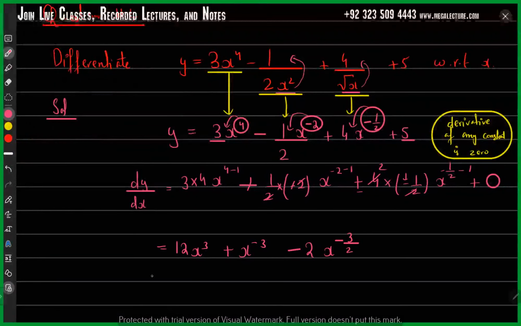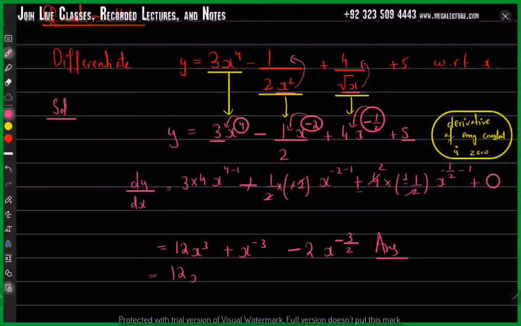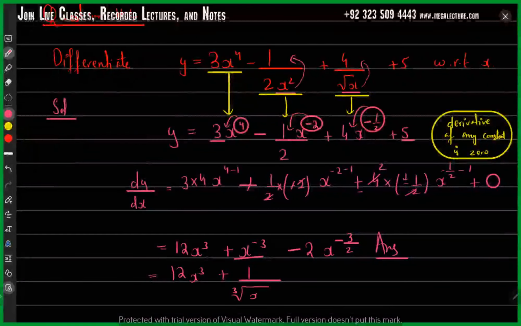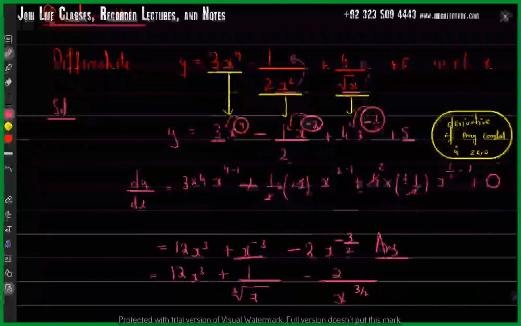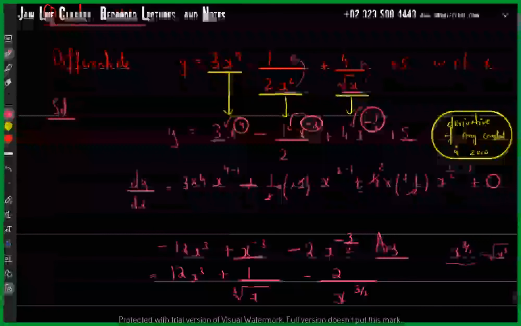Okay, so let me simplify further. Although this can certainly be your answer, that's fine, but still it would be 12x cubed. I'll take this to the denominator. It would become 1 divided by the cube root of x minus 2 divided by x power 3 by 2. So do you guys know that I can write x power 3 by 2 as the square root of x cubed? Are you familiar with this concept? Yes, yes, ma'am.